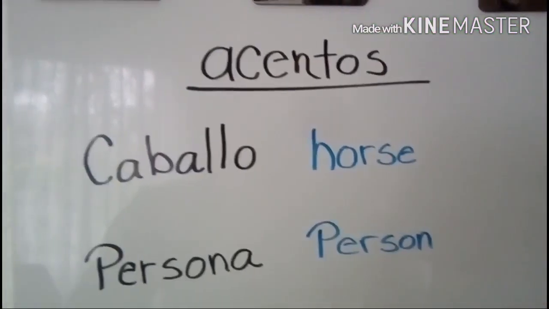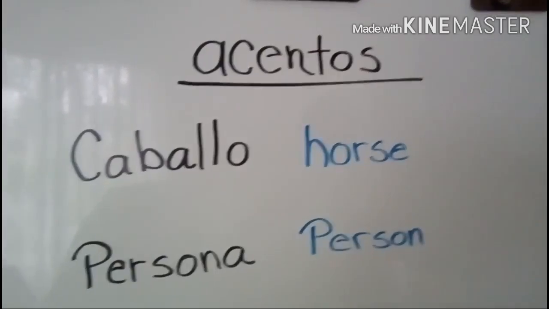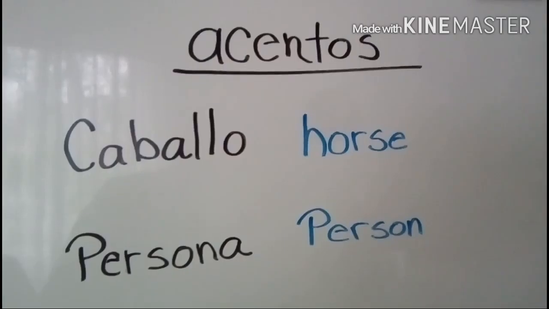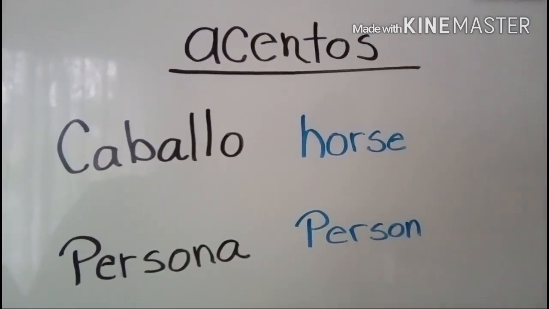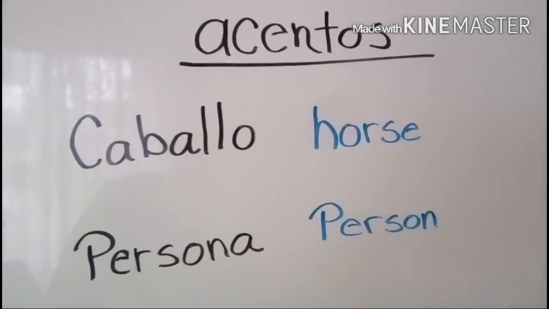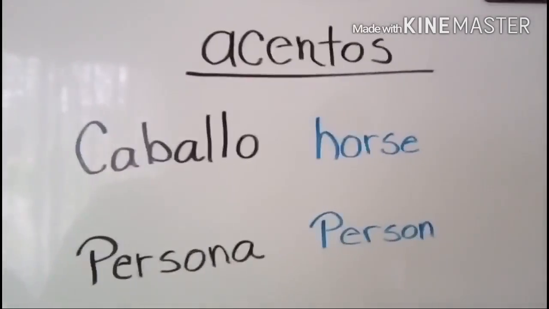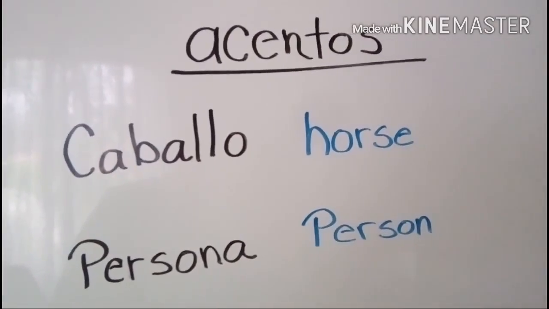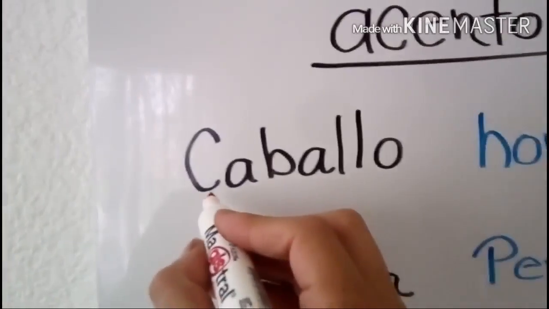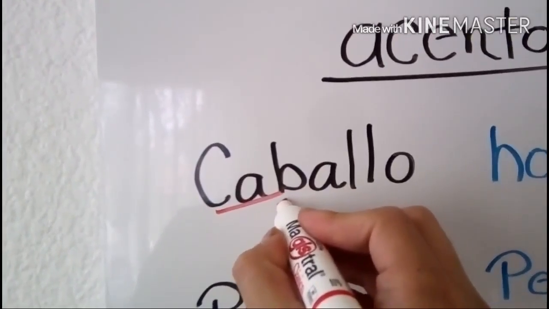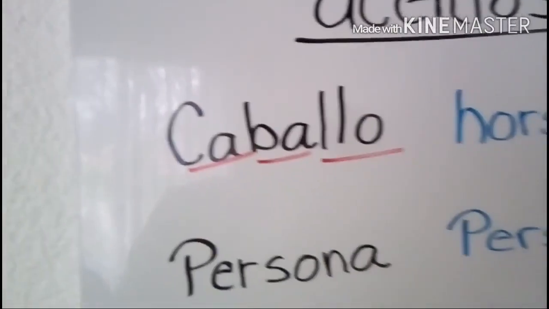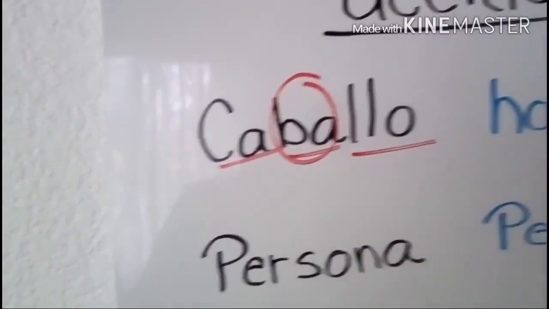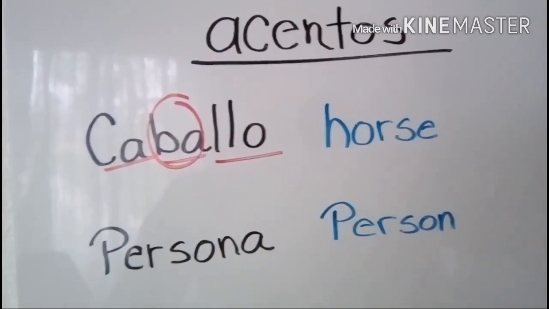Today we're going to talk about something really important in Spanish, the accents, or as we say it in Spanish, acentos. The accent, as you know, goes on the stressed syllable of the word. For example, in the word caballo, which means horse, we have three syllables, and the stressed syllable is here. In caballo, that's the stressed syllable.